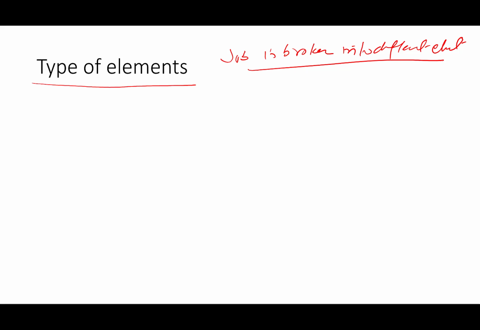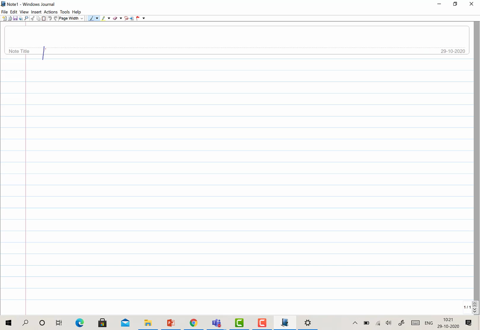Okay, now the job has to be broken into the different types of elements. Every job for which a time study is to be conducted is broken into different elements. We'll talk in detail a little bit about these: the breaking of the job into the different elements. So what is an element and how is the job broken into different elements?